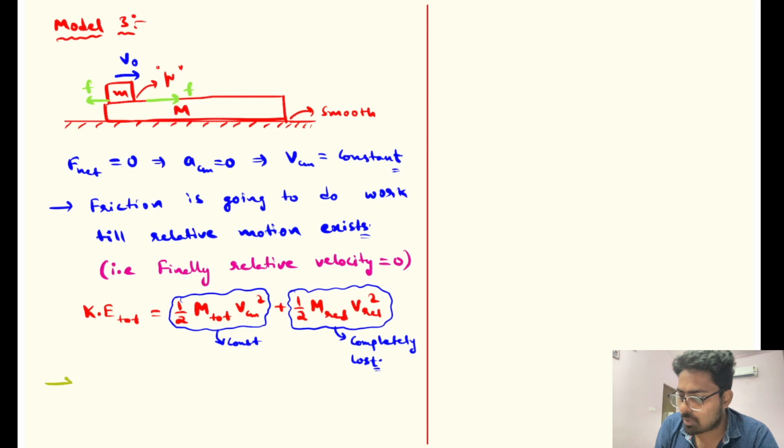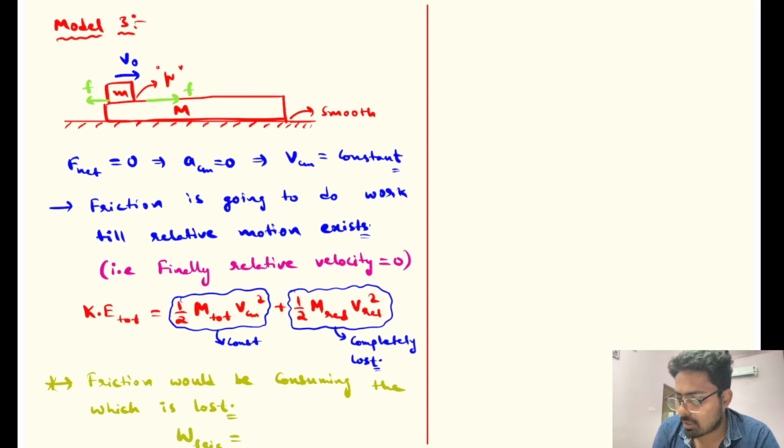Friction would be consuming the energy which is lost. Therefore work done by the friction is nothing but half into reduced mass, which is capital M small m by capital M plus small m, into v relative square, which is v naught square. So this will be the answer.